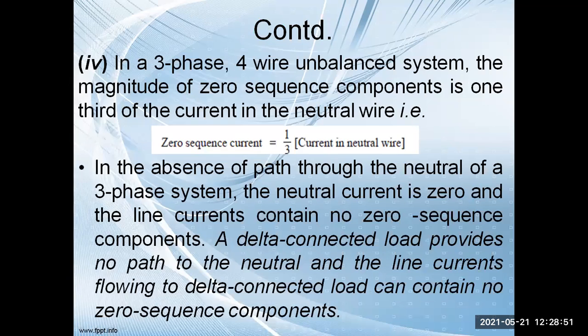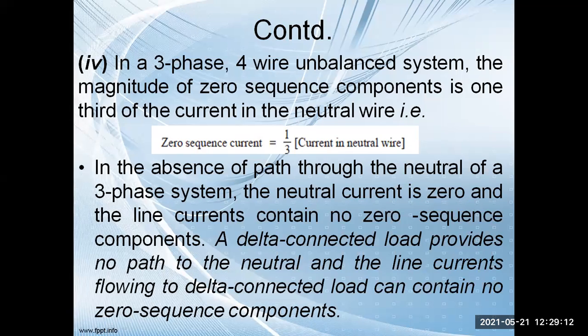Now, in a three-phase four-wire unbalanced system, the magnitude of the zero sequence component is 1/3 of the current in the neutral wire. So you see this thing. Can one of you tell why this zero sequence current is equal to 1/3 of the current in the neutral wire? Anyone? Because I have discussed this point.